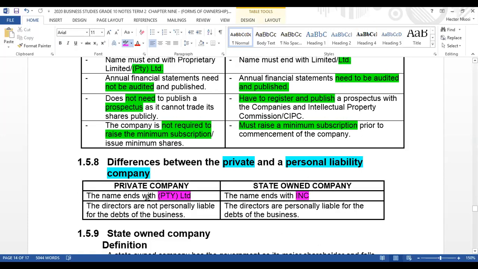And also here, directors are not personally liable for the debts of the business. So directors are not personally liable, right? Here, directors are personally liable. Sorry. With your personal liability company, your directors are personally liable for the debts of the business.